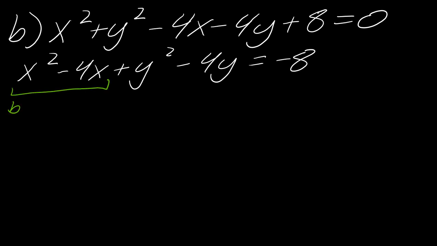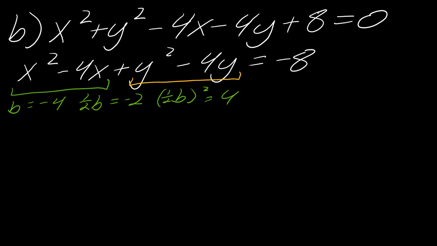So here, what's in the b position, that's negative 4. If I take half of that, that's negative 2. And if I square that result, that gives me positive 4. So negative 2 squared, that's negative 2 times negative 2, that becomes positive 4. And then for this pair here, it's actually the same thing, right? So negative 4, 1/2 b is negative 2, 1/2 b squared is still 4.